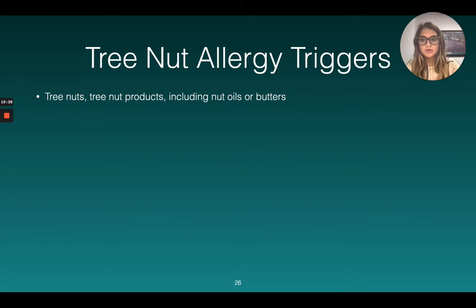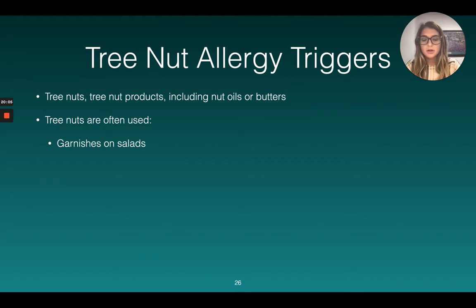And triggers, so tree nuts, tree nut products, including nut oils or butters. It is important to be mindful of that, tree nuts are often used in different food dishes. So if someone does have an allergy to tree nuts, it's extremely important to be mindful in preparation and administration of food that these food items are not a component of that dish served to someone who does have an allergy to it.